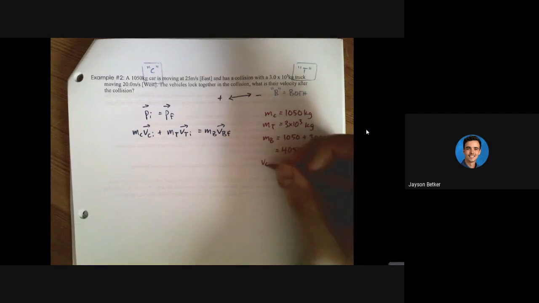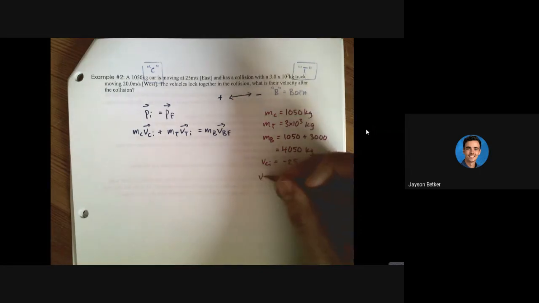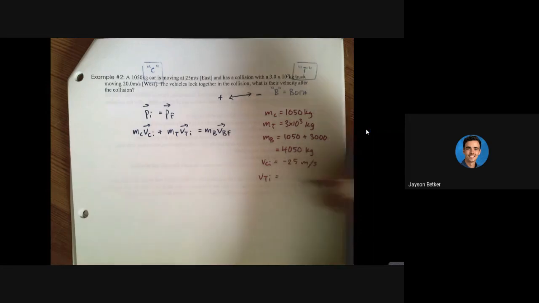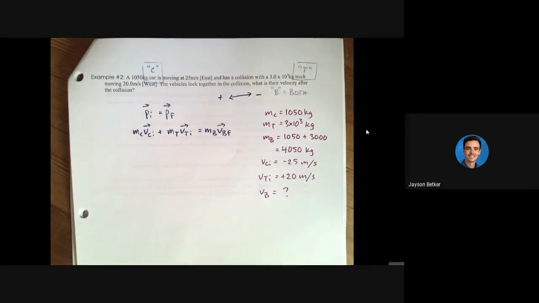Now we know both of their velocities beforehand. The velocity of the car is moving east, so that's going to be negative 25 meters per second. The velocity of the truck moving west initially is positive 20 meters per second. And our job here is to find what the velocity of both of them at the end is going to be.